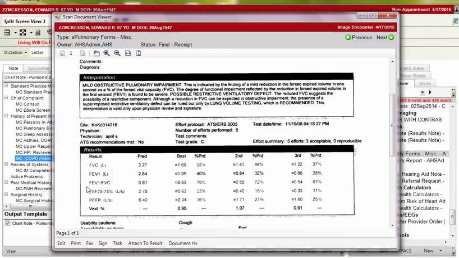And then lastly, I look at the FEF 25 to 75%. This is approximately 3/4 of the way through the patient's exhalation process. And some of your COPD patients will have extremely low values in this area.